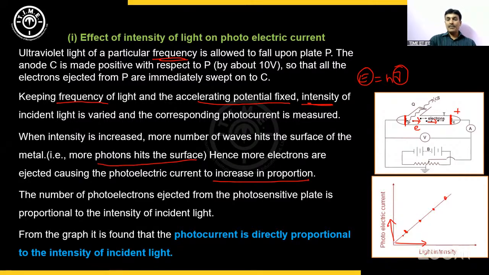Remember, intensity is not going to increase the energy of individual photons, but intensity increases the number of photons that are falling on the metal surface. So with more photons, the possibility of ejecting more electrons increases, so that we'll get more current. Clear?